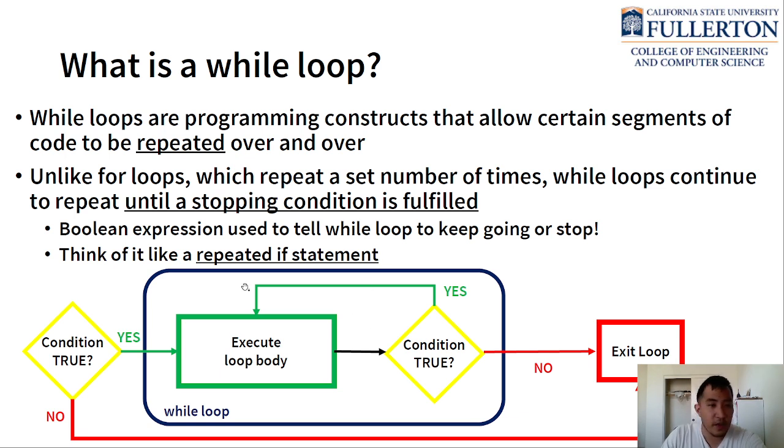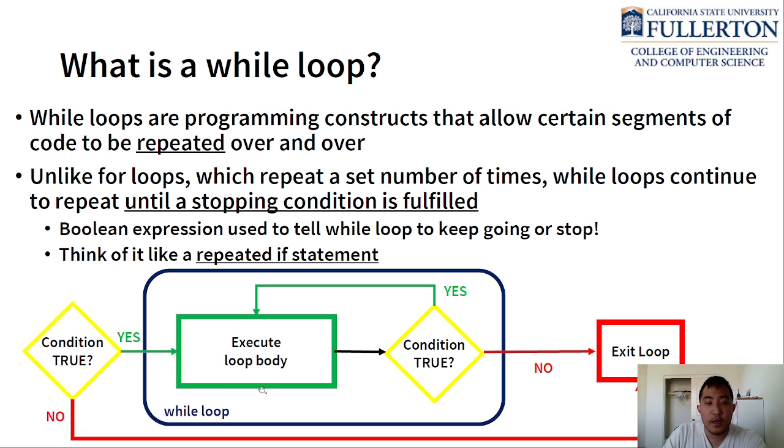Here's a visual representation of what happens with the while loop. First, it checks the condition. If that condition is true, then we enter the while loop. But if that condition is false right away, then we don't execute anything and just move on to the exit of the loop. If it's true, then we go ahead and execute the loop body, which is all the code that's inside.